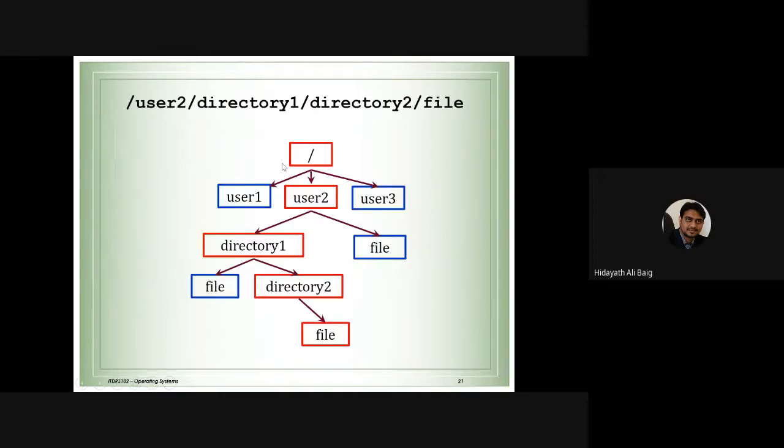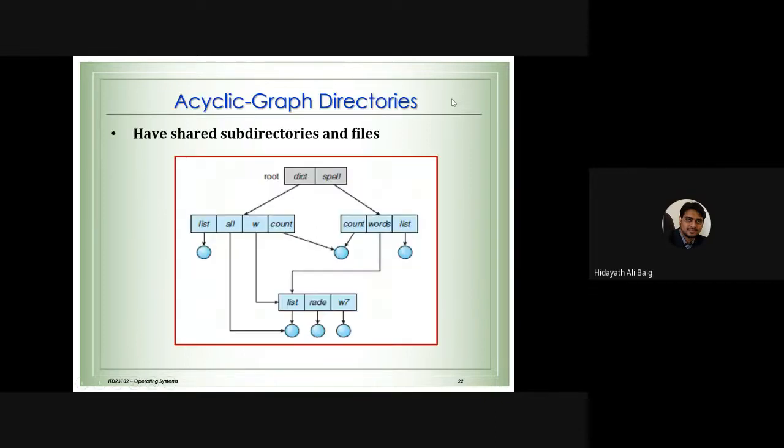So this is the path. This is the root, user 2, directory 1, directory 2, and the file. This is how we need to specify the path. You already know all these concepts of the files.